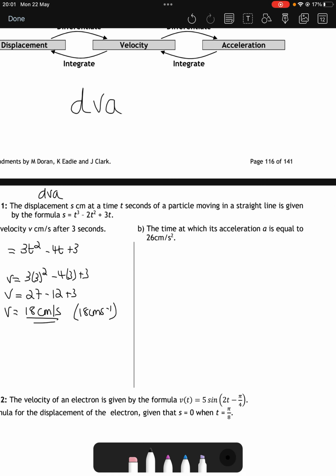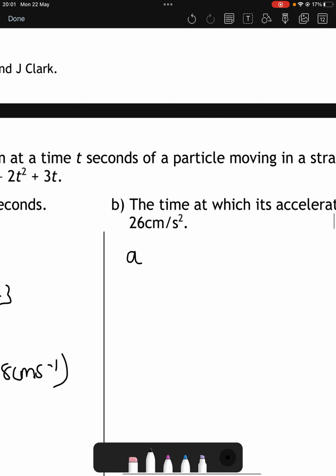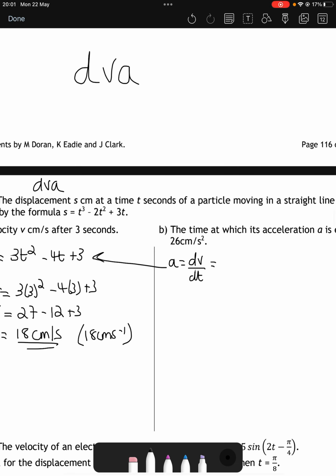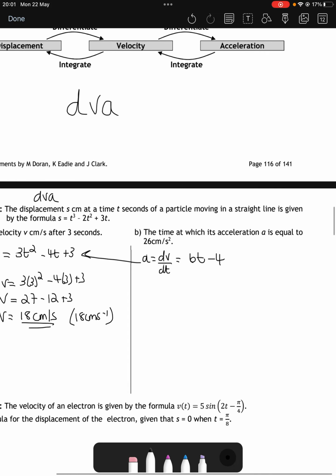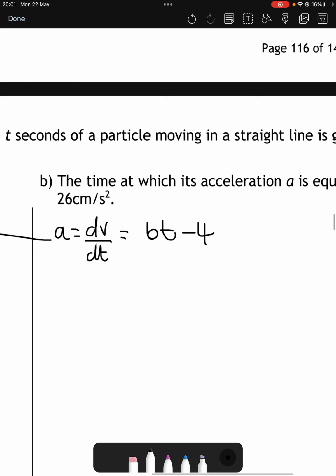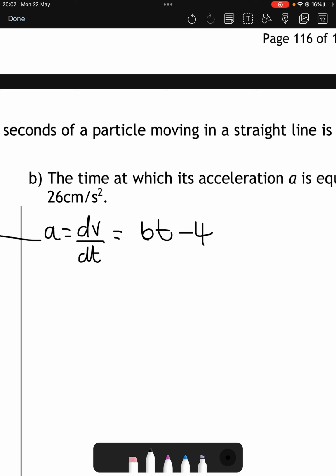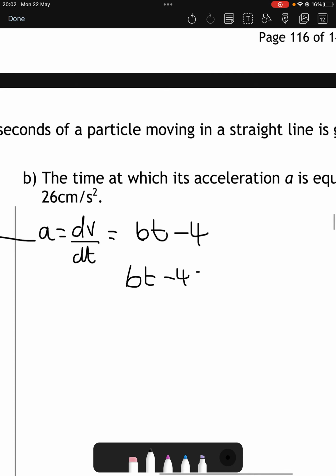Okay, the time at which acceleration is equal to that. So how do we get acceleration? We differentiate the velocity with respect to time. So what is our velocity? Our velocity is that there. Okay, so we're going to differentiate this. So we're going to get 6t minus 4. Now it wants to know the time at which it's equal to 26 centimetres per second squared. So 6t minus 4 is 26. 6t is 30. So t is 5 seconds.